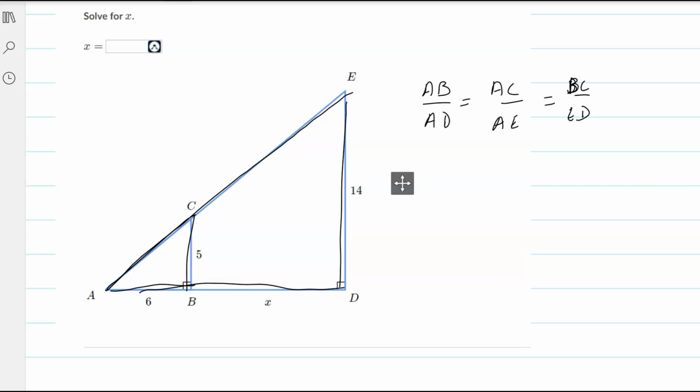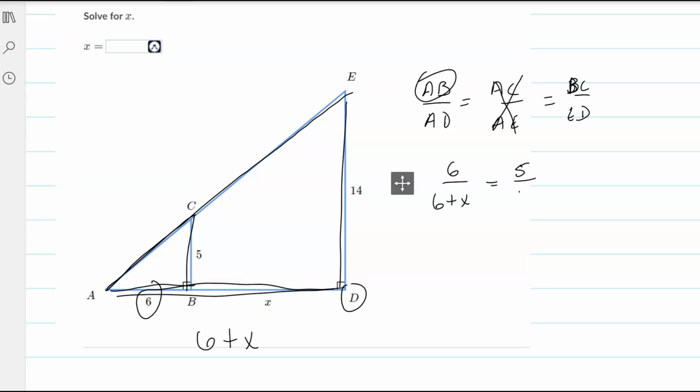So the same thing. This one doesn't help this time because there are no numbers there. So we're going to use AB is 6, AD is 6 plus X. It's the whole thing, not just the X part. 6 plus X over 6 equals BC, which is 5, over ED, which is 14. Cross multiply. Make sure you multiply everything in there.